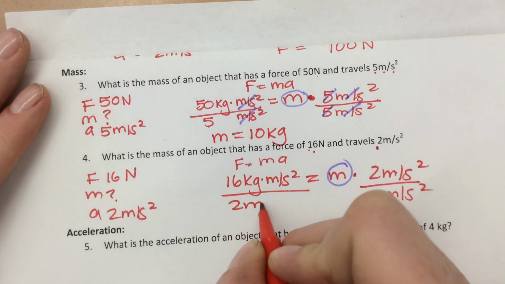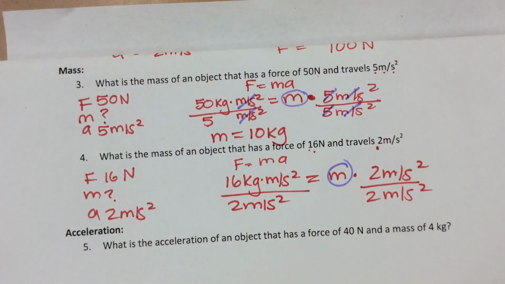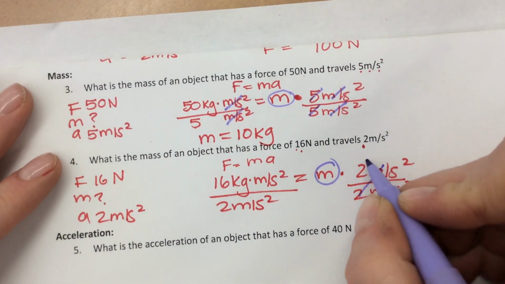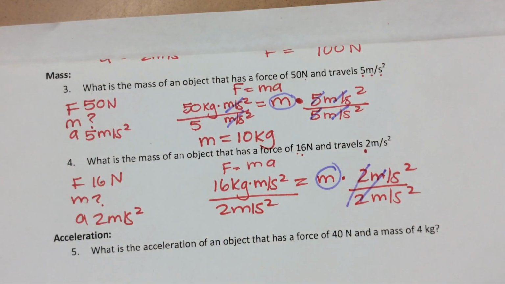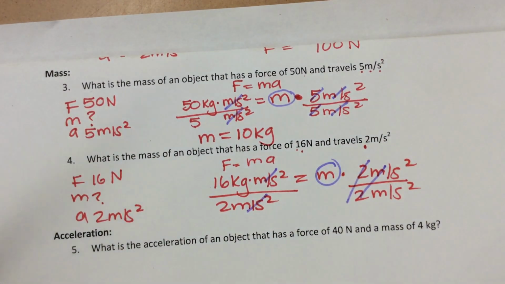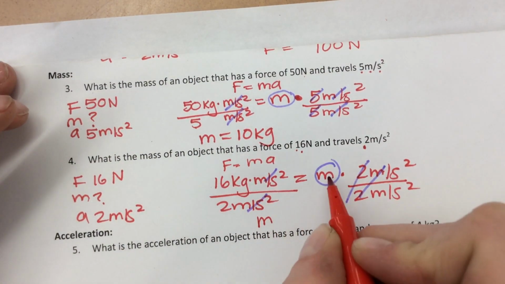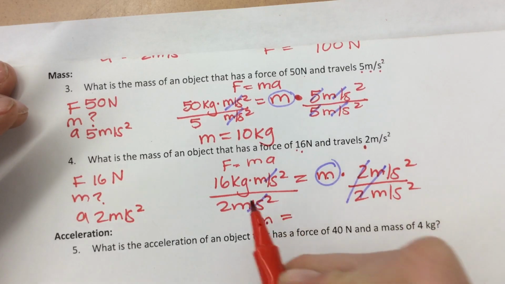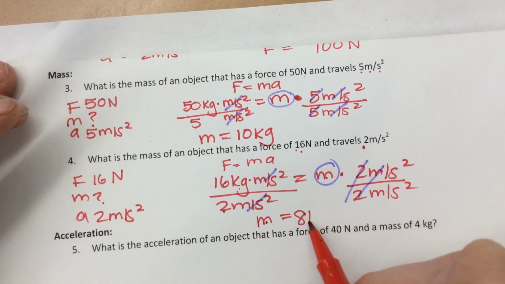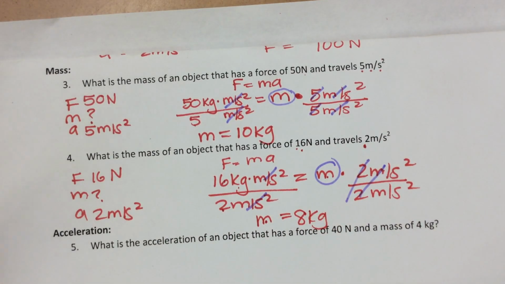It's like what you do to one side, you have to do to the other side. I can cancel out this and this because they're the same thing. My meters per second squared I can cancel out. So now I'm left with mass here is equal to 16 divided by 2 is 8 kilograms. Ta-da! You have it done.